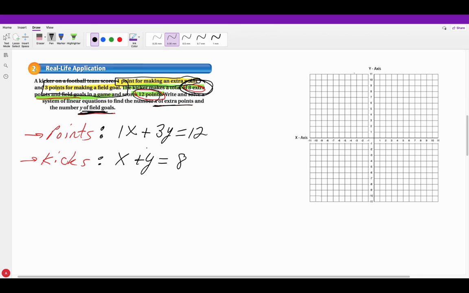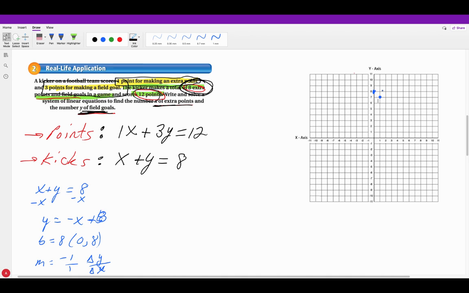And right now, the only way that we know how to solve is through graphing. So I'm going to graph the kicks in blue. So x plus y is equal to 8. And I'm going to go ahead and rewrite this into slope-intercept form. So I'm going to solve for my y. And I'm going to go ahead and graph. So my b is equal to 8, which is the point (0, 8). And my m is equal to -1, which I will write as -1 over 1, which represents our change in y over change in x. So here's my y-intercept. And I'm going to go ahead and plot my points.